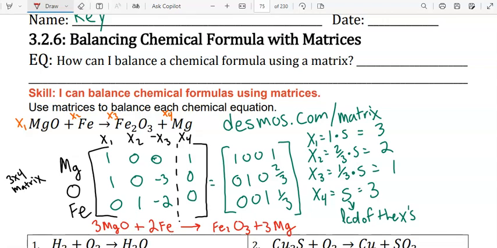Now let's check to see if this is correct. Okay, 3 magnesium on this side, 3 magnesium on this side. 3 times 1, that's 3 oxygens, 3 oxygens. 2 irons, 2 irons. So yes, that is balanced.